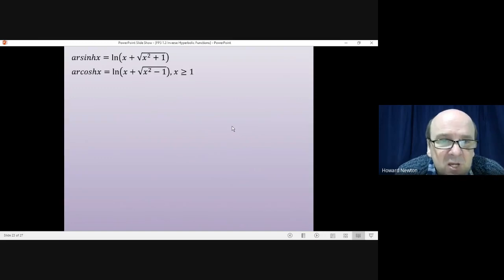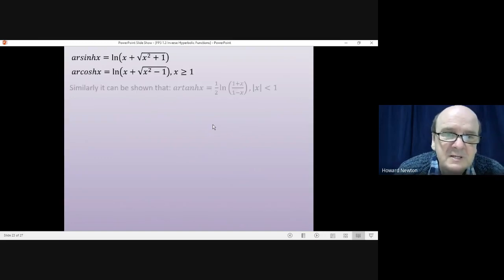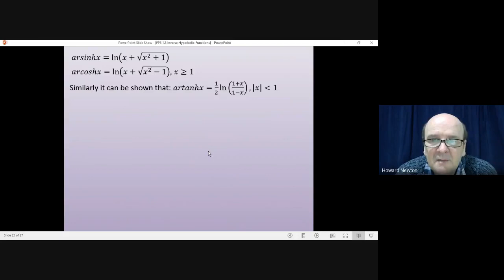So that's our arsinh x, that's our arcosh x. In a similar fashion, we can work out that our artanh x is equal to a half log of 1 plus x over 1 minus x, where the modulus of x has to be less than 1.